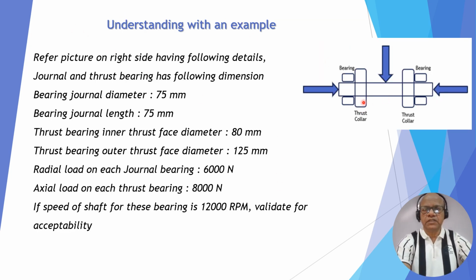This is the radial force, the vertical force acting on the bearing. These are the axial forces. So refer to the picture on the right side having the following details. The journal and thrust bearing details are given. Bearing journal diameter 75, bearing journal length 75, thrust bearing inner diameter face 80 millimeter, thrust bearing outer diameter face 125 millimeter. Radial load on each bearing is 6000 Newton. Axial load on each bearing is 8000 Newton. If the speed of the shaft for these bearings is 12,000 rpm, validate for acceptability.